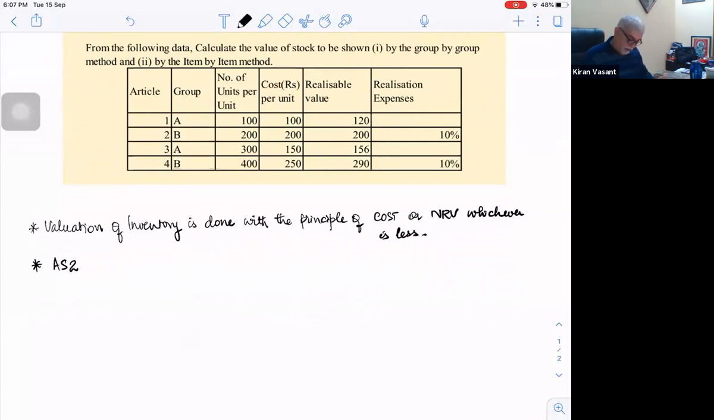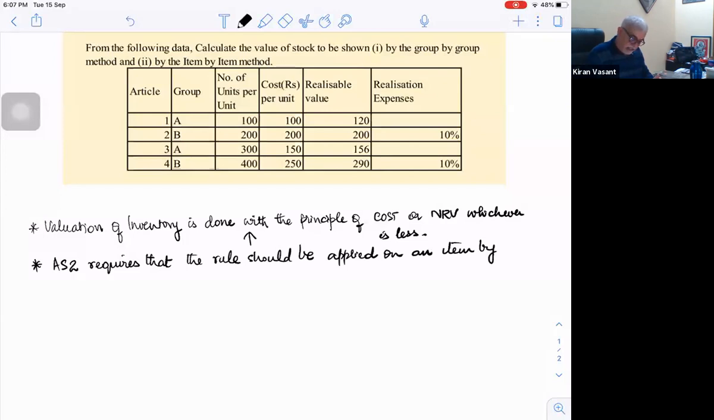Accounting Standard 2 requires that this rule should be applied on an item by item basis and not group by group. Okay.